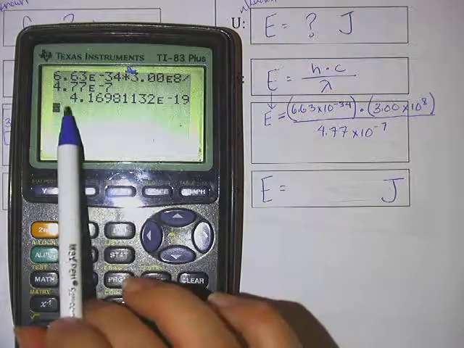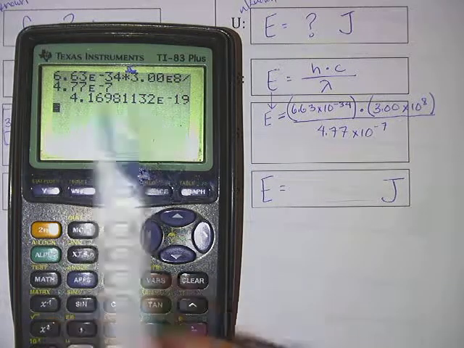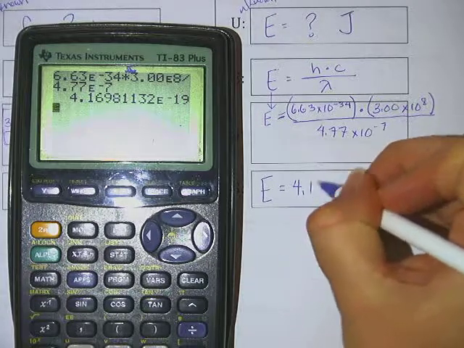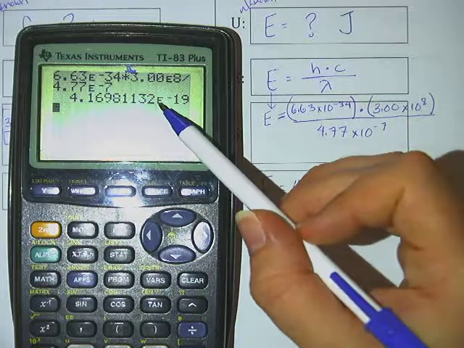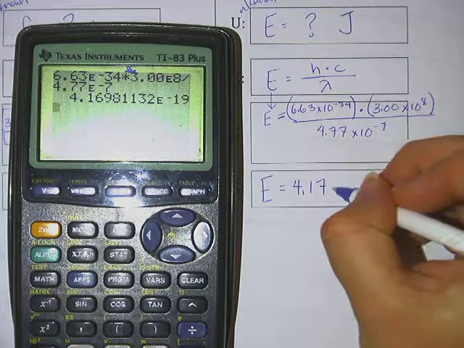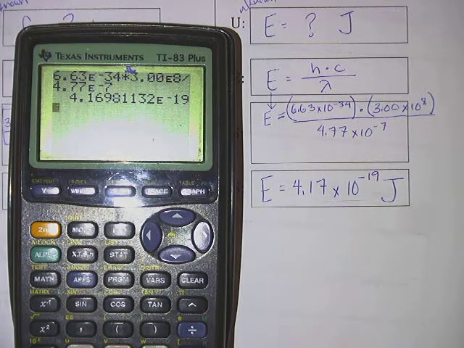Again, as always, we round to the hundredths place. So 4.169, that 9's going to round the 6 up. We're going to get 4.17. And again, always check for scientific notation. If there's an e negative 19 at the end here, that means times 10 to the negative 19th needs to be part of my answer.